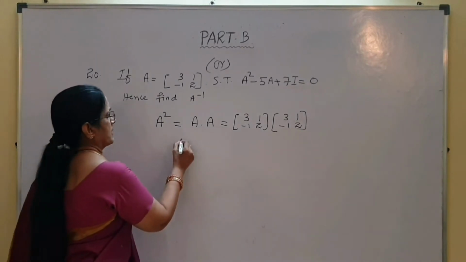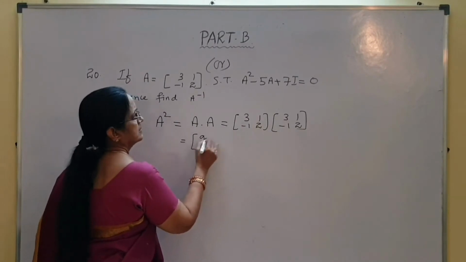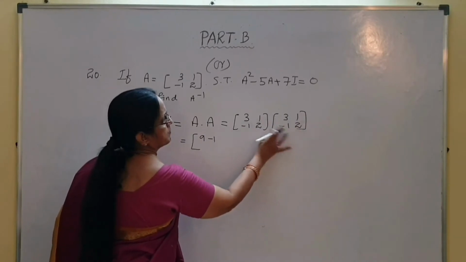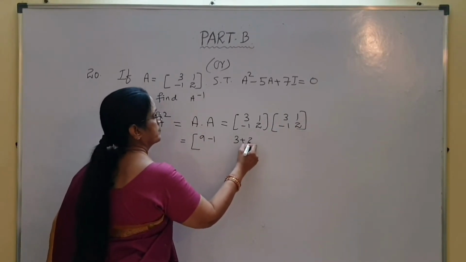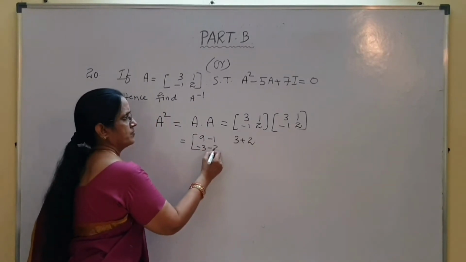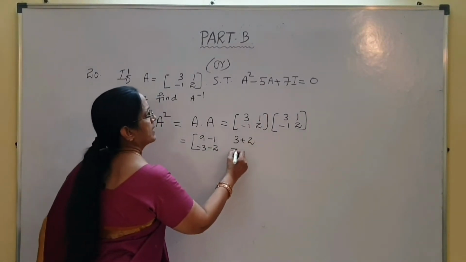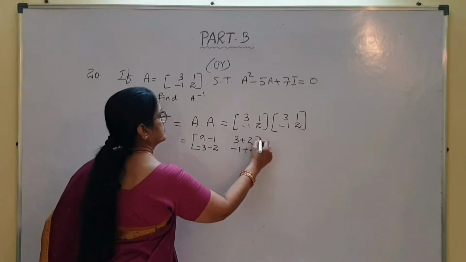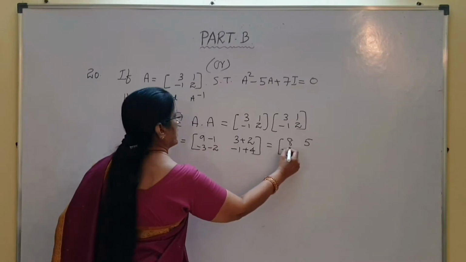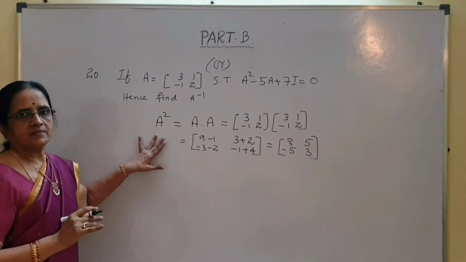The usual pattern, let us multiply this. First row, first column, 9 minus 1. Then first row, second column, 3 plus 2. Second row, first column, minus 3 minus 2. Second row, second column, that will be minus 1 plus 4. Now, this is nothing but 8, 5, minus 5, 3. So, I got A square.